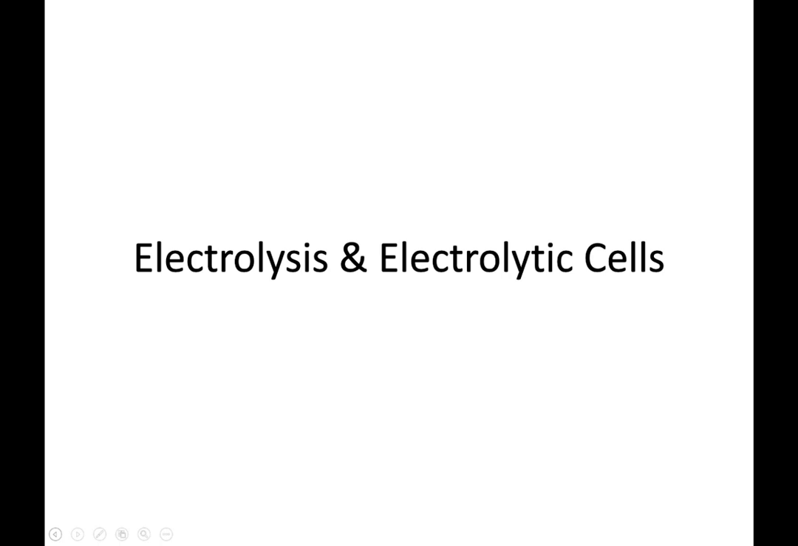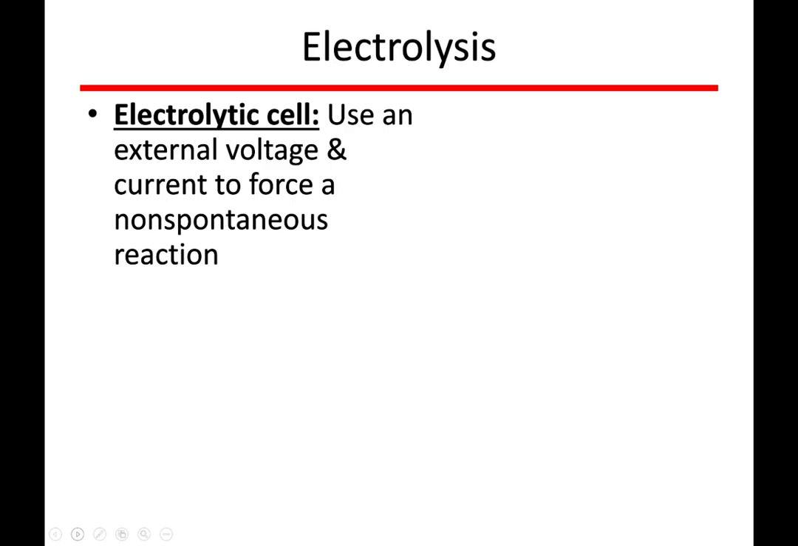Let's now talk about the use of electrolysis and electrolytic cells. Electrolytic cells are ones which use an external voltage and a current to force a non-spontaneous reaction to occur, right? So this is distinct from a galvanic cell, which contains a spontaneous reaction. In an electrolytic cell, you have a non-spontaneous reaction occurring, and you need to therefore provide an external influence in the form of voltage and current to force the reaction to occur.